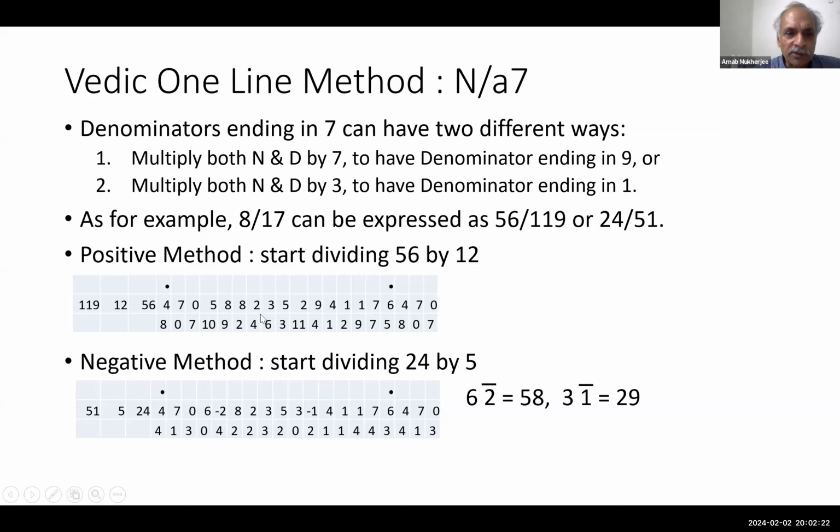Then if you're matching, see, 2, 3, 5, 2, 9. Instead of 2, 9, you're getting 3 and 1 vinculum. This is the only difference you get in vinculum. The rest of the things are matching completely.